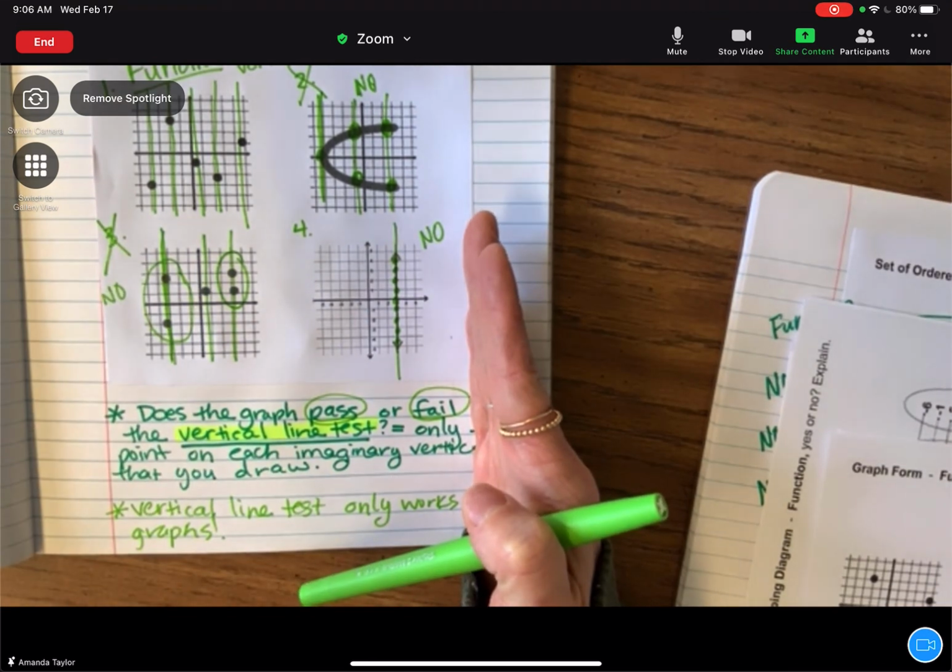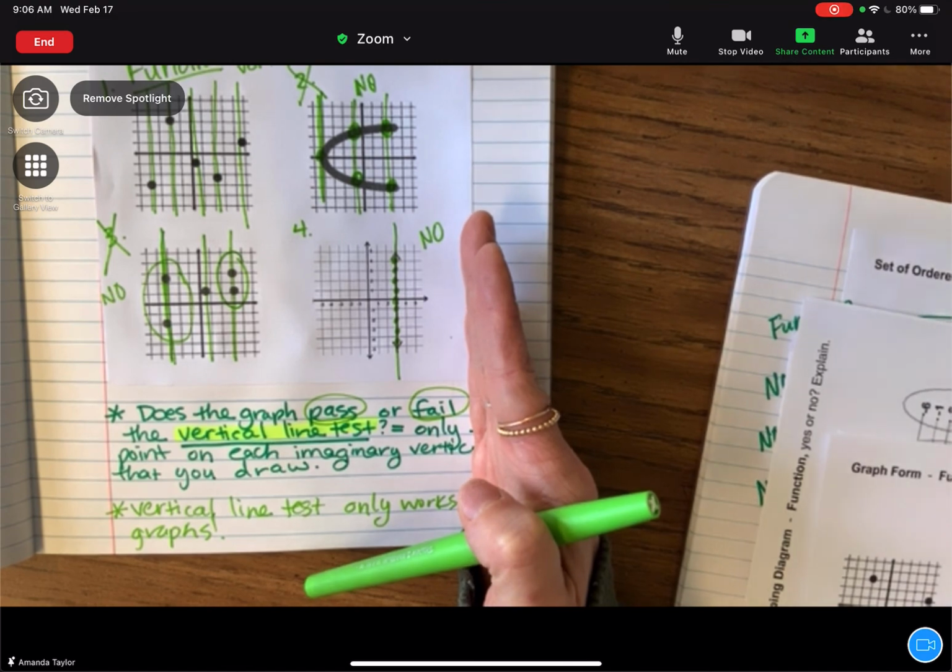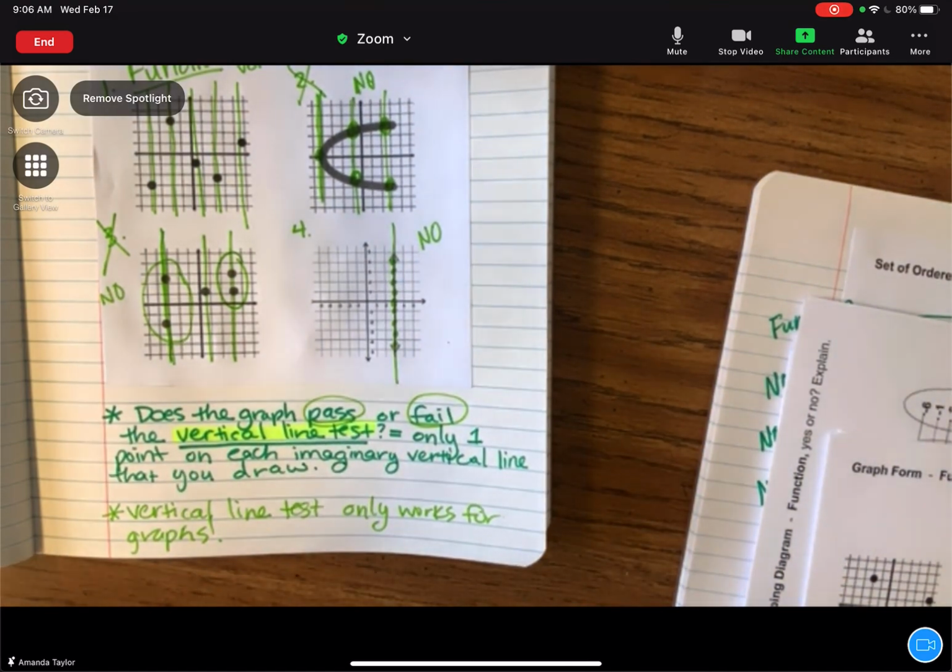Give me a thumbs up. Vertical line test only when it's a graph. When it's a table, set of ordered pairs, or a mapping diagram, you look and see if the x value repeats, or if each input has its own output, if we want to be fancy.